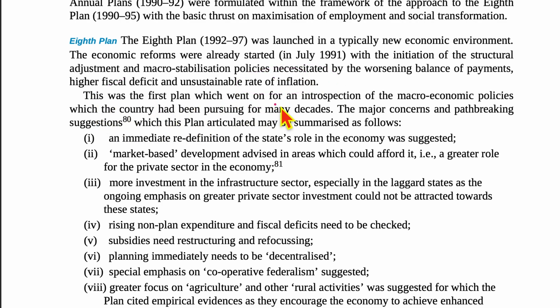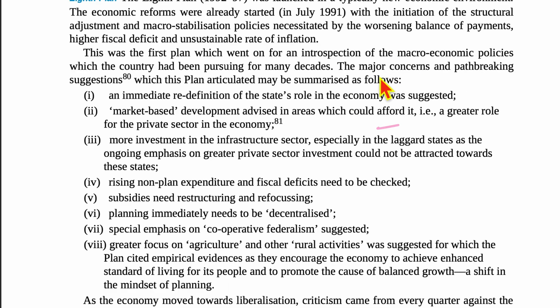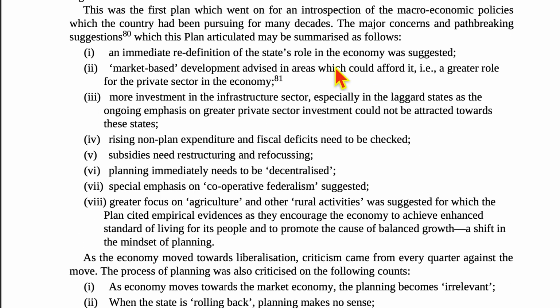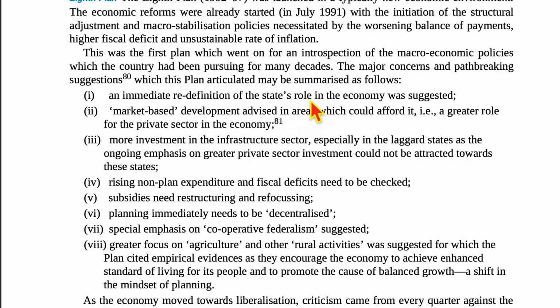This was the first plan which went for an introspection of macroeconomic policies which the country had been pursuing for many decades. The major concerns and path-breaking suggestions which this plan articulated may be summarized as follows. An immediate redefinition of the state's role in the economy was suggested. Market-based development was advised in areas which could afford it, that is, a greater role for the private sector in the economy, and more investment in the infrastructure sector, especially in the laggard states, as the ongoing emphasis on greater private sector investment could not attract investment towards these states.